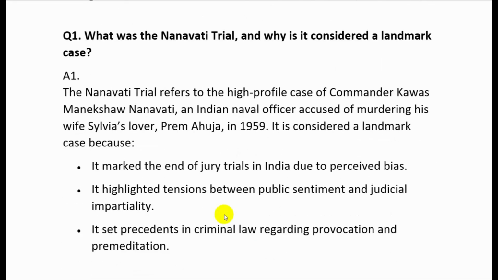Next, what was the Nanavati trial and why is it considered a landmark case? The Nanavati trial refers to the high-profile case of Commander Kawas Manekshaw Nanavati, an Indian naval officer accused of murdering his wife Sylvia's lover Prem Ahuja in 1959. It is considered a landmark case because it marked the end of jury trials in India due to perceived bias.